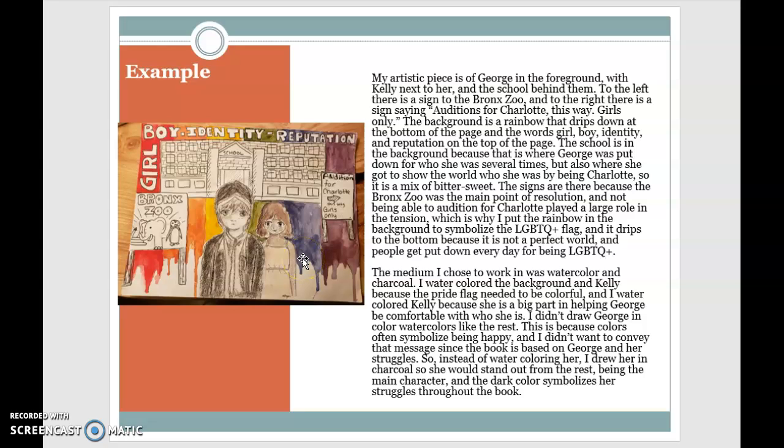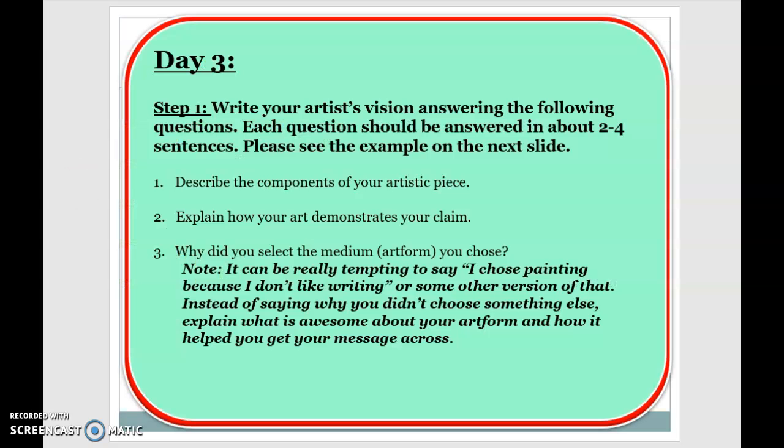And then they go on to explain that the school is in the background because that's where George was put down for who she was several times. But it's also where she got to show the world who she is. So the artist is explaining what each of these parts are, how they relate to the story and the claim. And this is a really clearly written description of that. Let's go to the next question.